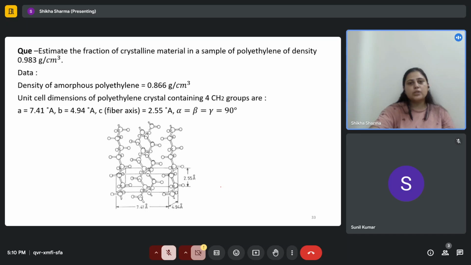Unit cell dimensions of mobile data is turned off. You'll have to turn on Wi-Fi and connect to a network first. Sorry.